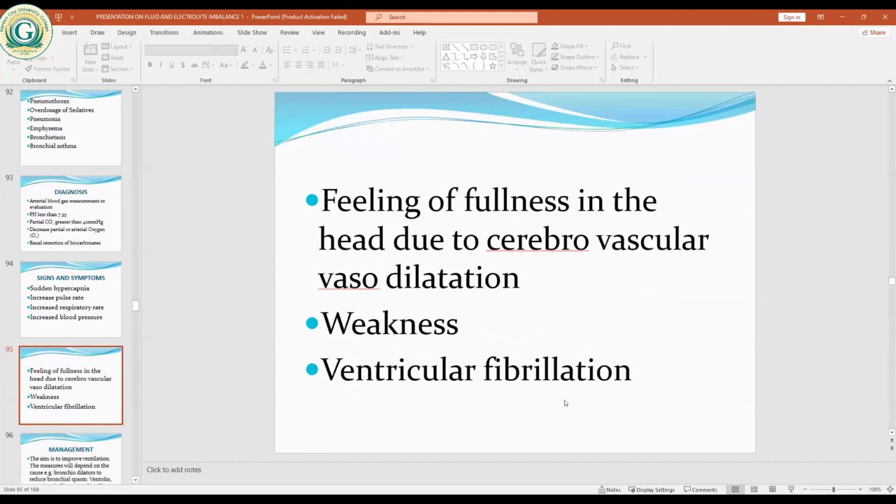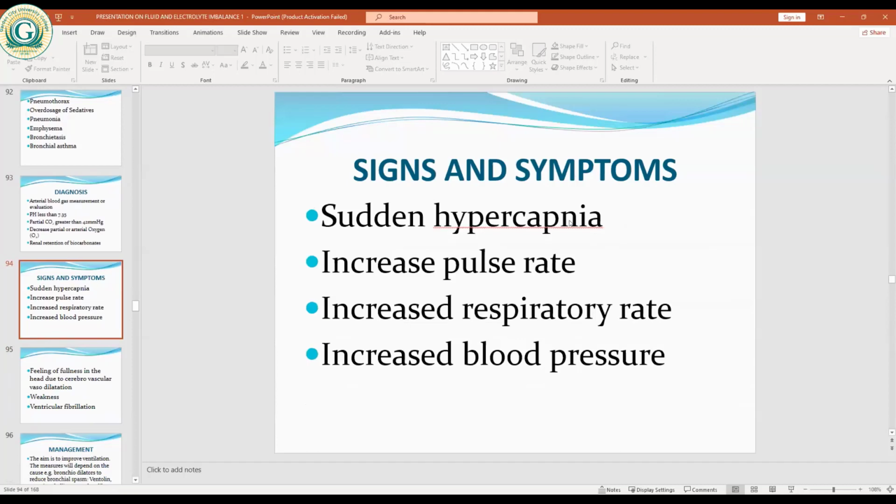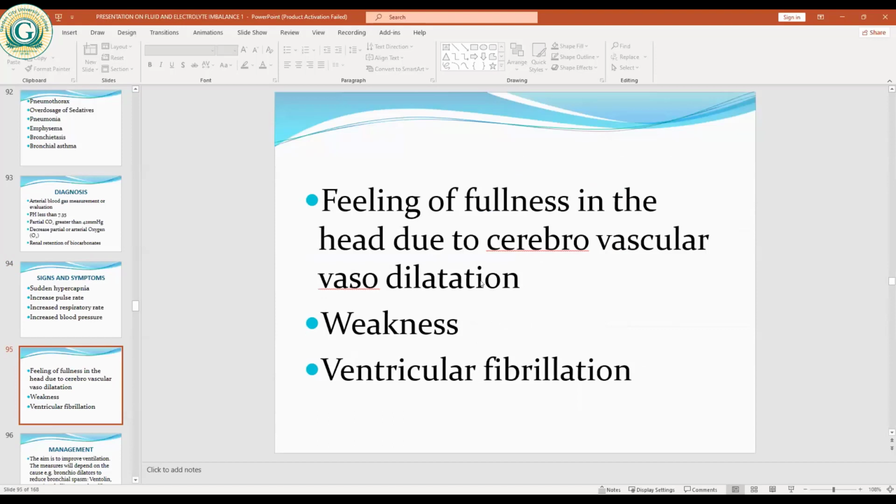Signs and symptoms: you have sudden hypercapnia, which is a buildup of carbon dioxide in the blood. Increased pulse rate, as if you have run a 100-meter race, so all the hemodynamics are high. There's increased pulse rate, increased respiratory rate, you are panting, increased blood pressure. Every activity is high. Feeling of fullness in the head due to cerebrovascular dilatation. Weakness, sometimes you become exhausted and feel so weak you want to lie down. Ventricular fibrillation, because too much acidosis affects the electrical activity of the heart, and you experience fibrillations.